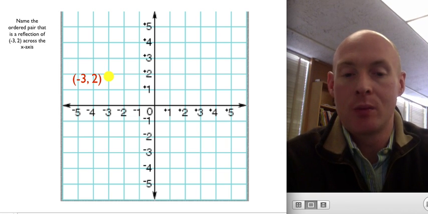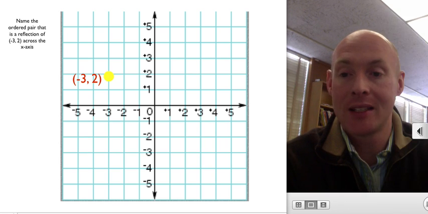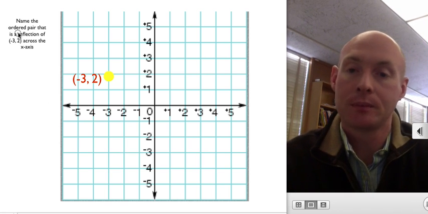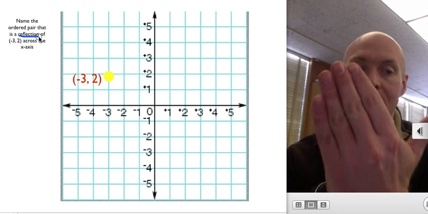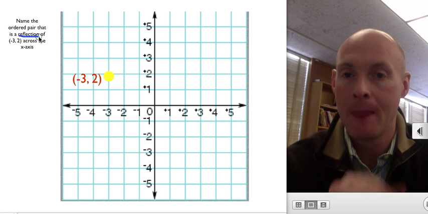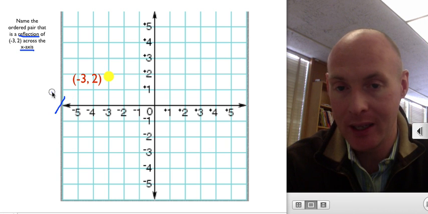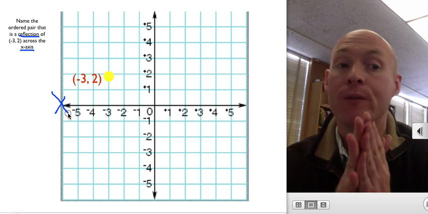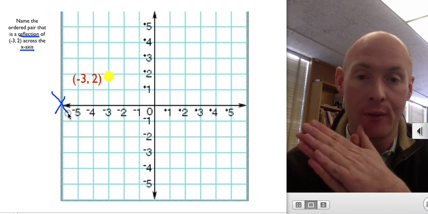What we're going to do is we're going to name the ordered pair that is a reflection of negative 3, negative 2 across the x-axis. Let's break down this question a little bit more. So we want to do a reflection. Reflection is like looking into the mirror. So that's what we're going to do with this point here. And we're going to do it across the x-axis, which is this one here. Now it's important that you find what line you're going to reflect off of. In this case, we're reflecting off the x-axis.